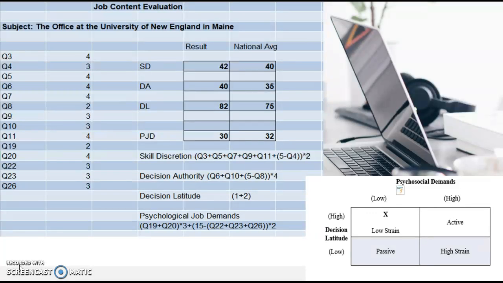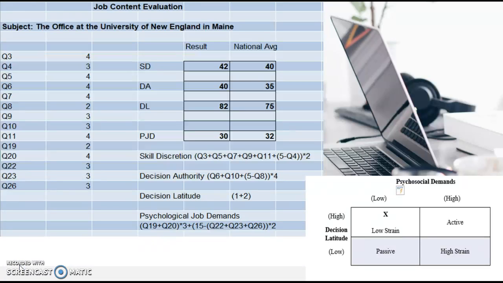Here you will find the job content evaluation that we have done at the office. Here you will see the skill discretion, decision authority, decision latitude, and psychological job demands. Here we will find that the office has a higher result compared to the national average in skill discretion, and similar to decision authority along with decision latitude. However, it has a lower number of psychological job demands compared to the national average.